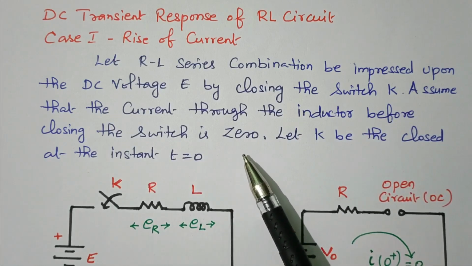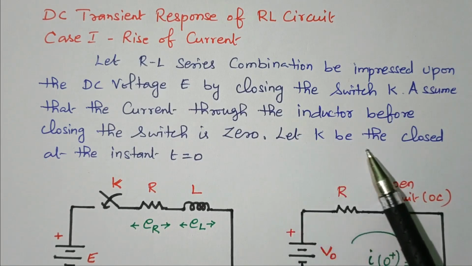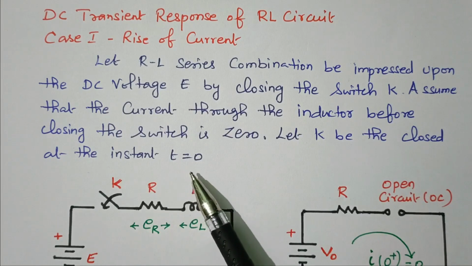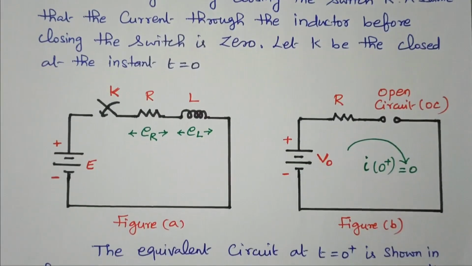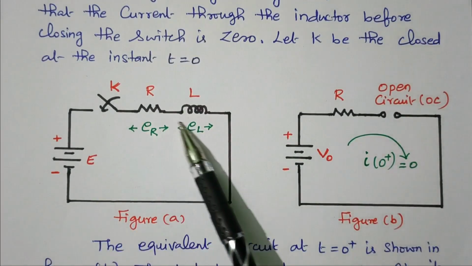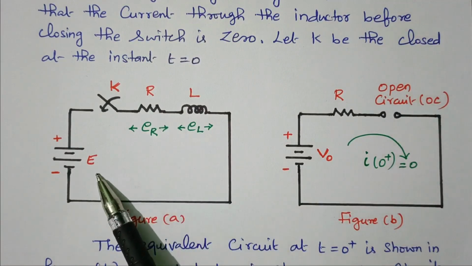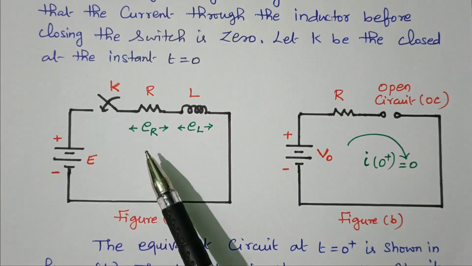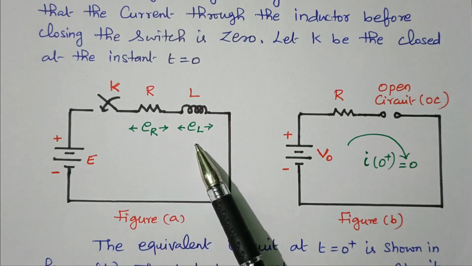So before closing the switch there is no flow of current. Let K be closed at the instant t equal to 0. The switch is closed at t equal to 0. Now consider this circuit diagram. So this is the RL series circuit. R and L are connected in series, energized by the DC source and controlled by the switch K. The voltage across the resistor is ER, the voltage across the inductor is EL.